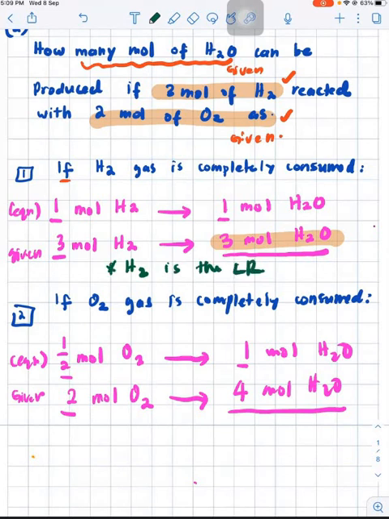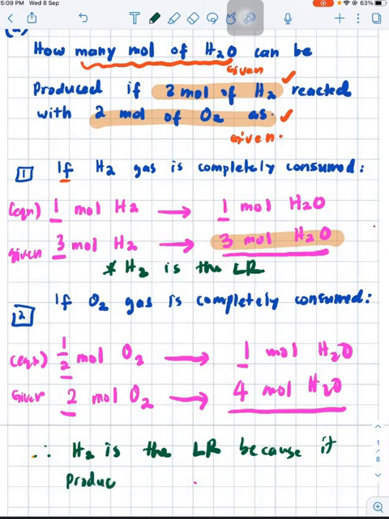Okay, so biasanya you kena buat conclusion kat bawah ni lah. Conclusion dia adalah hydrogen gas is the limiting reactant. Kenapa? Because it produces, ikutlah ayat macam mana pun you all nak tulis, janji membawa maksud, because it produces lesser amount of product. Amount of product boleh, amount of H2O pun boleh.